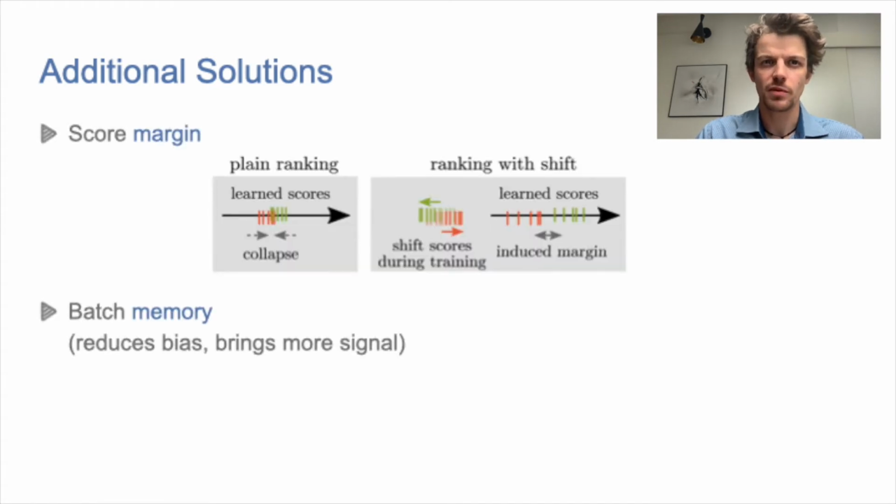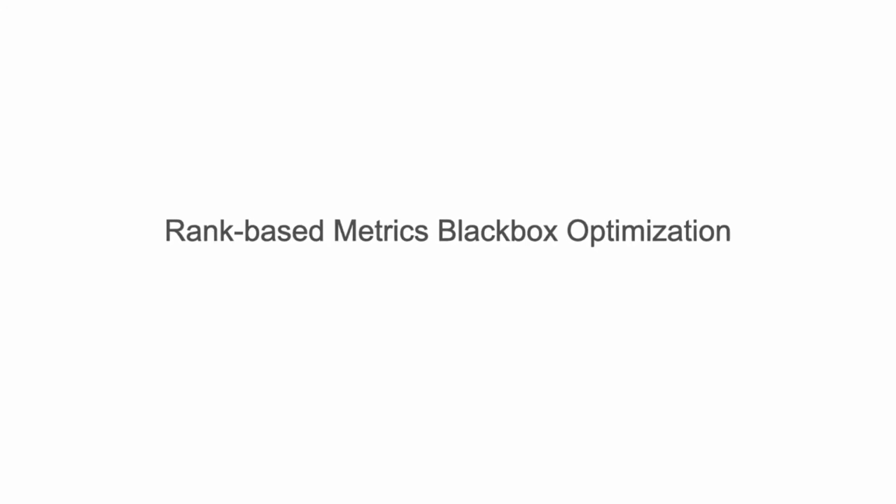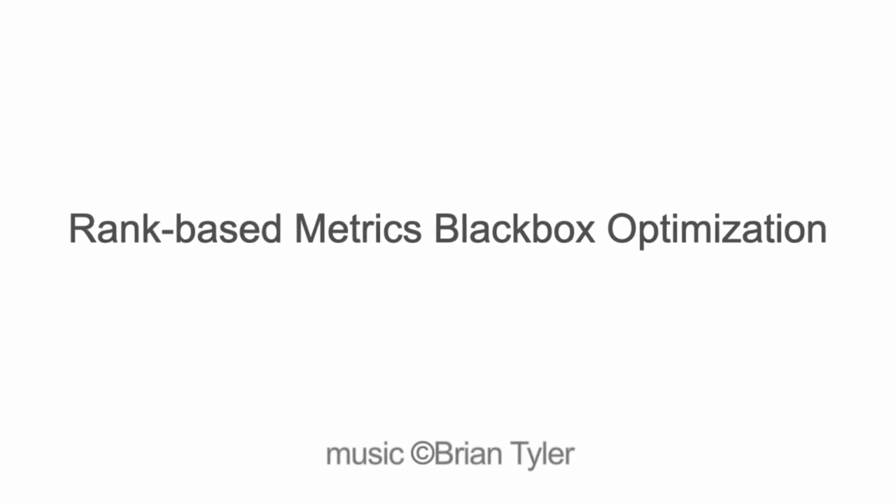We propose a solution to all these issues by introducing score margin, batch memory, and designing new dense loss functions. For details, look at the paper. All this is now packed and freshly delivered to you with the name Rambo.